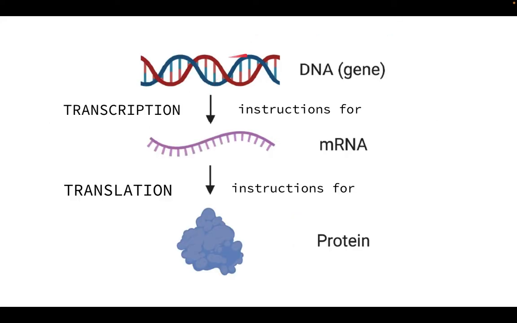So we start with DNA. Through the process of transcription, DNA gives instructions for the production of mRNA. Through the process of translation, mRNA gives instructions for making a protein. So remember that transcription happens in the nucleus, translation happens at a ribosome in the cytoplasm, so outside of the nucleus.